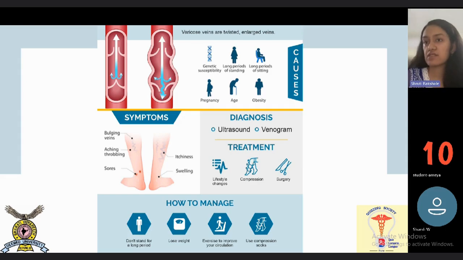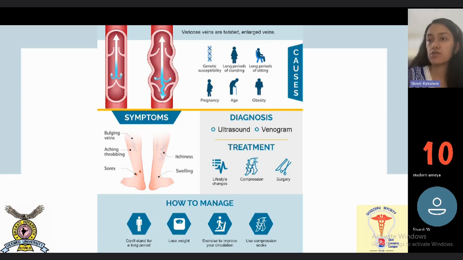Now, for varicose veins, the diagnosis can be done using USG or venogram, and treatment mainly includes lifestyle changes, and compression stockings can be used. So usually compression stockings, there are different grades, grade 1 to 4. So we usually use grade 3 stockings, which create a pressure of 25 to 35 mm of Hg. Then how to manage: do not stand for long periods, change your occupation if there are long standing hours, and also use compression stockings.